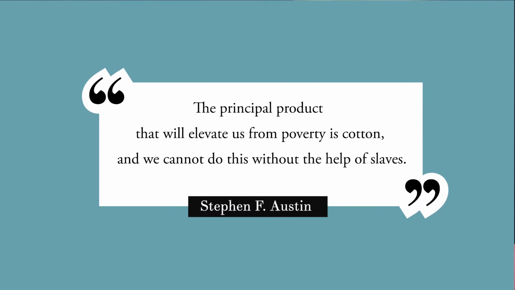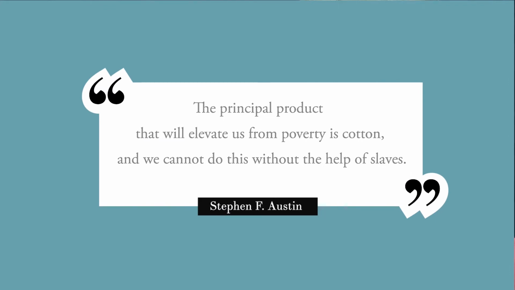Now let's talk about Texas for a little bit. When Austin was first bringing colonists to Texas, they were already used to the enslaved labor force-based economy that was flourishing in the United States. Austin has even been recorded as having said, "The principal product that will elevate us from poverty is cotton, and we cannot do this without the help of slaves." So they already knew that an enslaved labor force was necessary in order to make cotton profitable at the time, and also that cotton was going to probably be the cash crop they were growing.